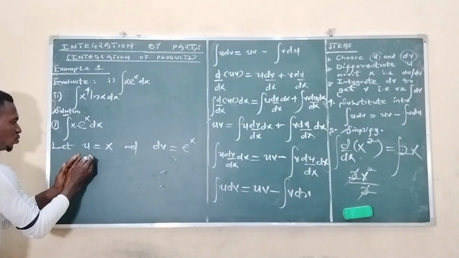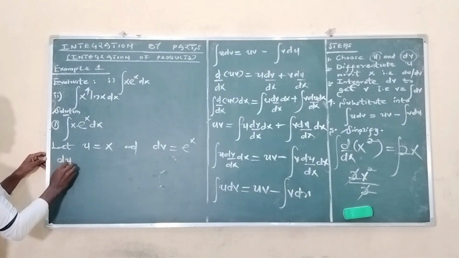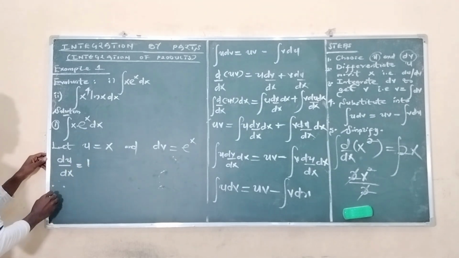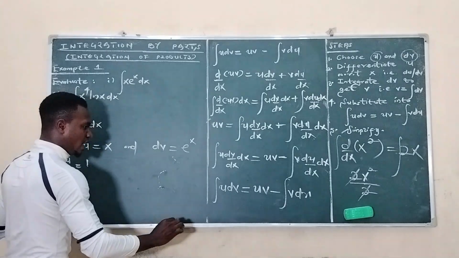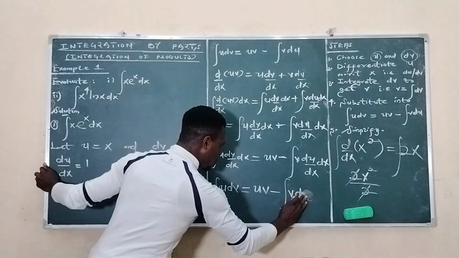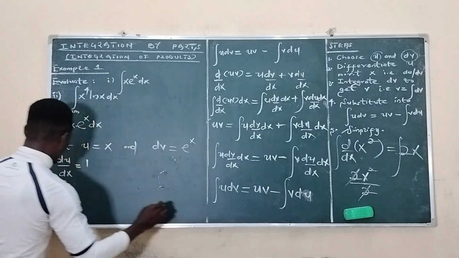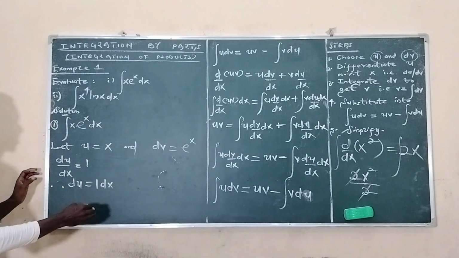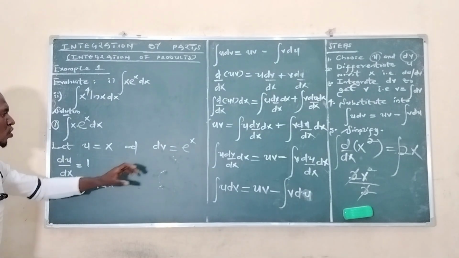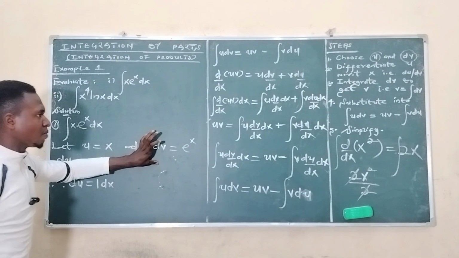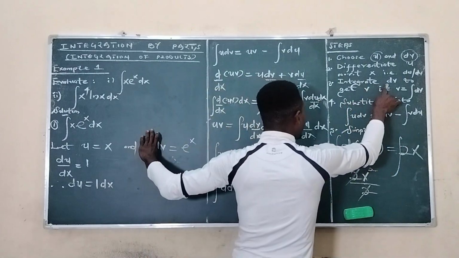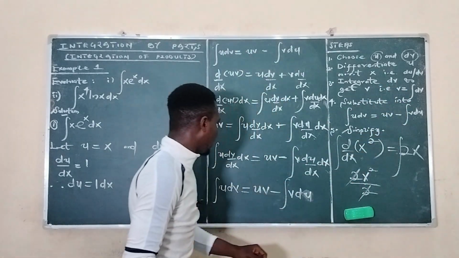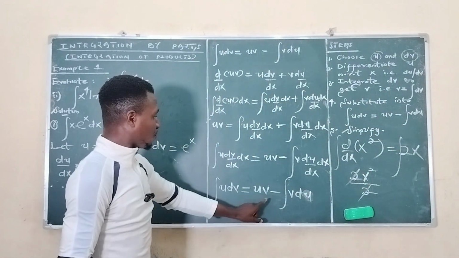If we differentiate u, the derivative of u with respect to x is equal to 1, such that according to the formula, we would need to get du. When we make du the subject here, we have du is equal to 1 dx, and that is simply dx. Now, when we come to the dv, what do we do with it? According to the steps here, we have to integrate the dv so that we can get v.